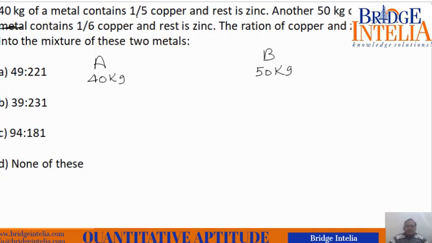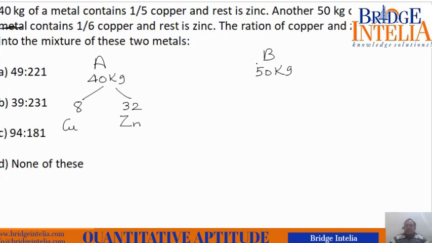So 40 kgs, what is being said? 1/5 is copper and the rest is zinc. So how much is copper and how much is zinc? So 1/5 of 40, that is 8, is copper and the remaining, that is 32, is zinc.